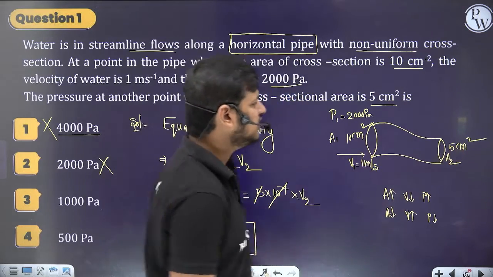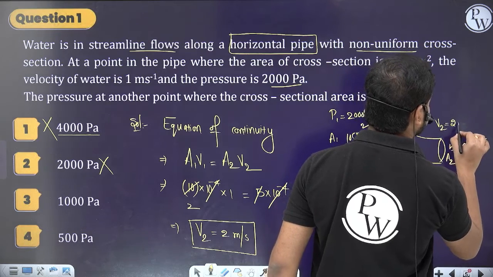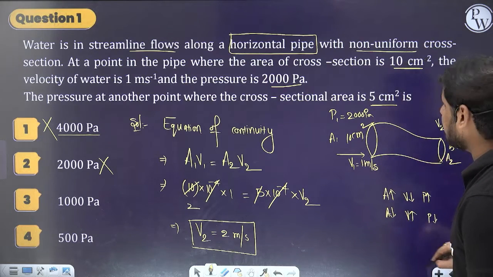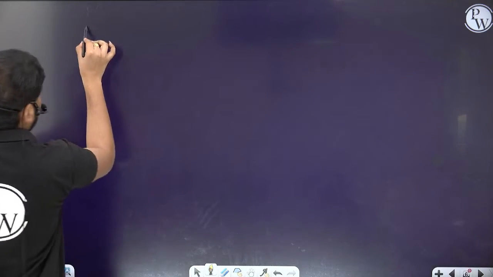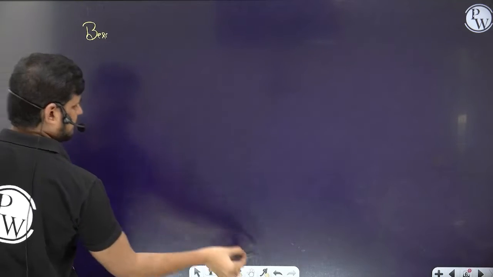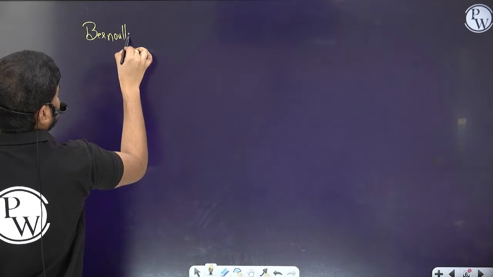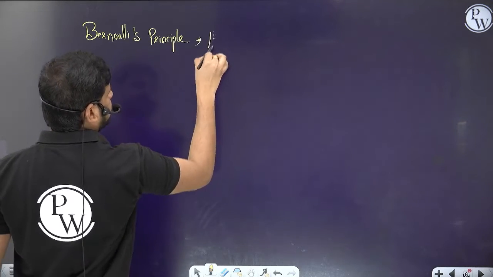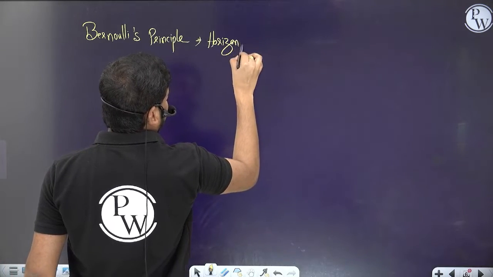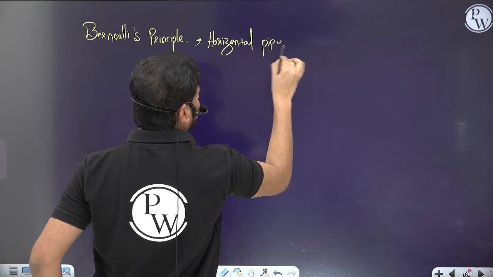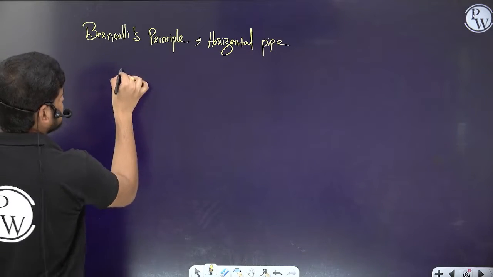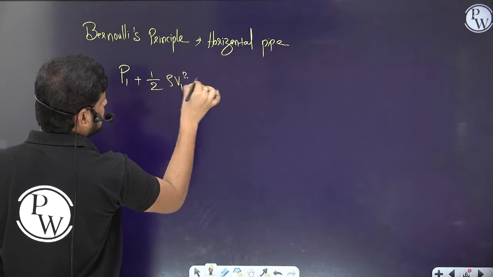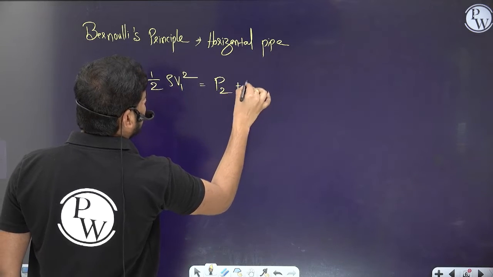Here at this point we got the velocity V2, which is 2 meter per second, by the equation of continuity. Now let's apply Bernoulli's principle for the horizontal pipe. What's the formula that we can write? P1 plus half rho V1 square equals P2 plus half rho V2 square.